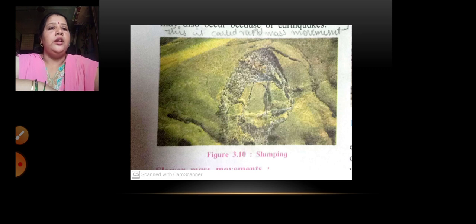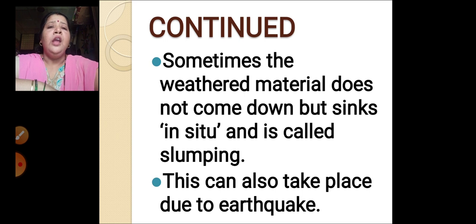You can see over here a slump is formed. I'll tell you what a slump is. At times, this weathered material which has become loose does not come down, but it sinks inside. It sinks in the same place, and this is called slumping. That part goes inside. It doesn't come down the slope. It sinks over there only. That is called slumping.